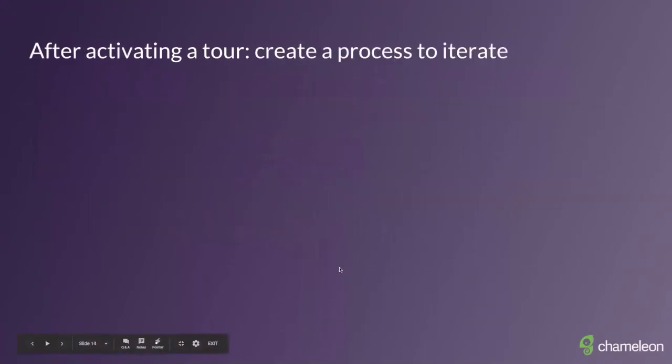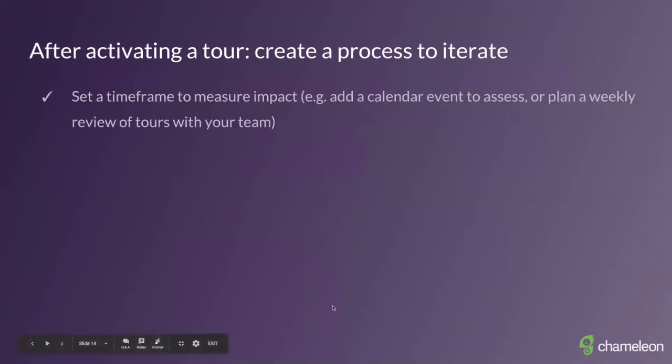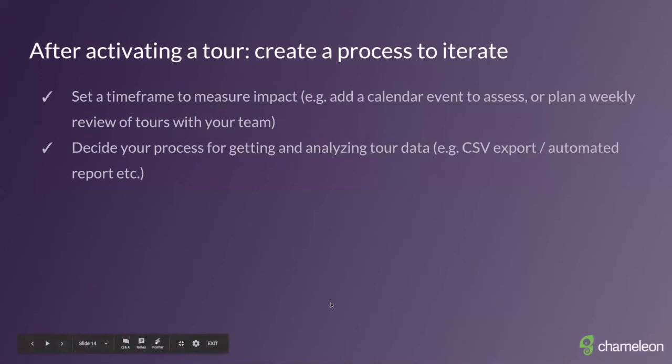Okay, so the second piece of this is, once you have built a tool and you've activated a tool, what's the process towards improving and iterating on that? So how we would recommend you proceed is to think about a time frame to measure impact. You might want to set a calendar event, let's say a month out, or maybe you have a weekly session where you review tools with your team or review performance. Having some kind of time goal where you're reviewing performance is going to be a helpful basis upon which to improve and iterate.